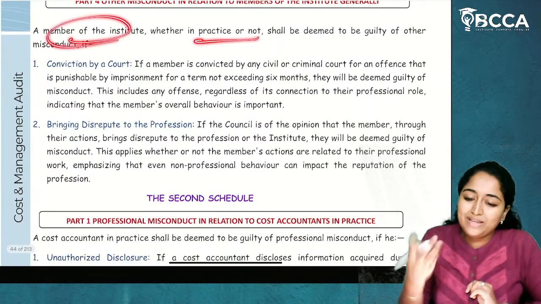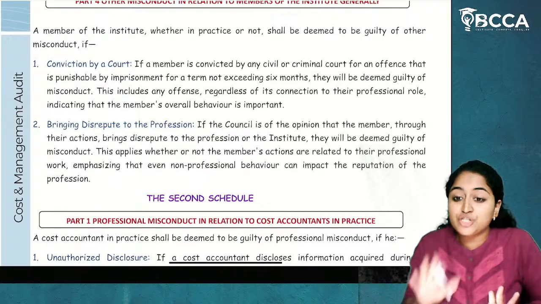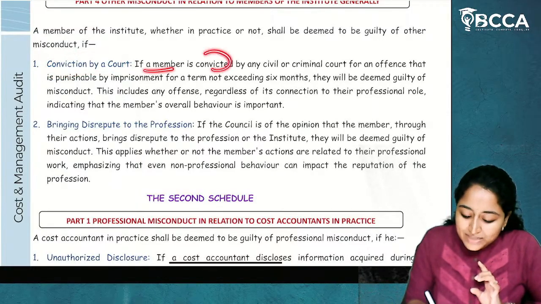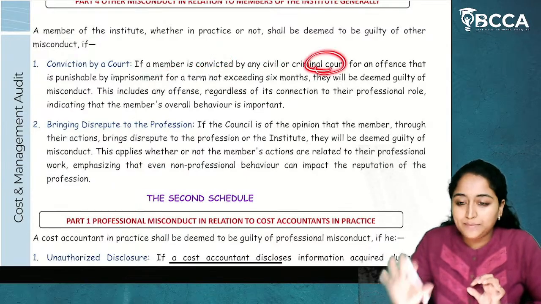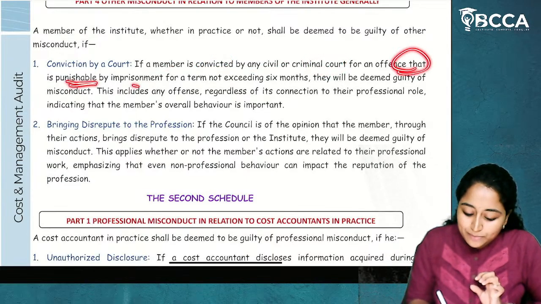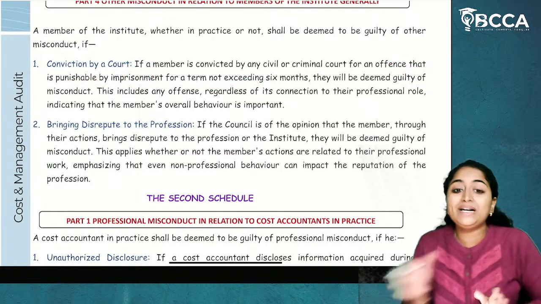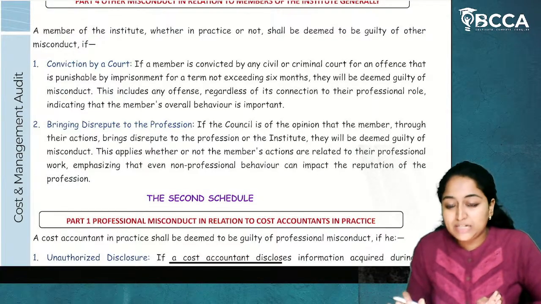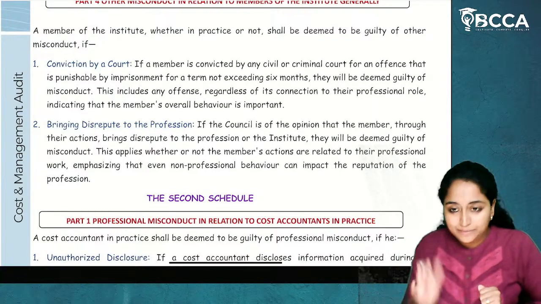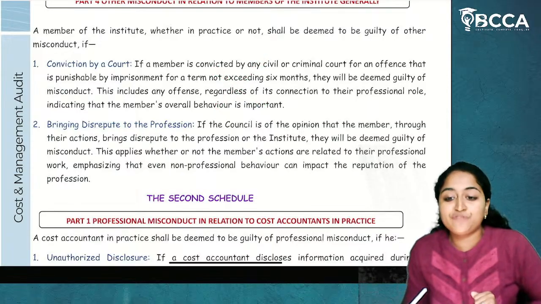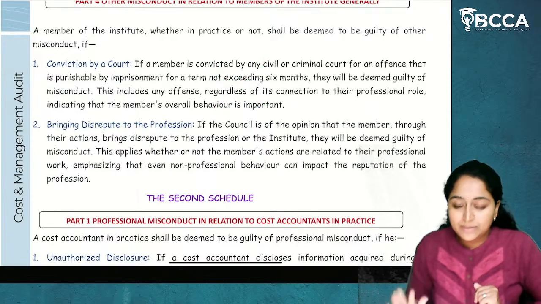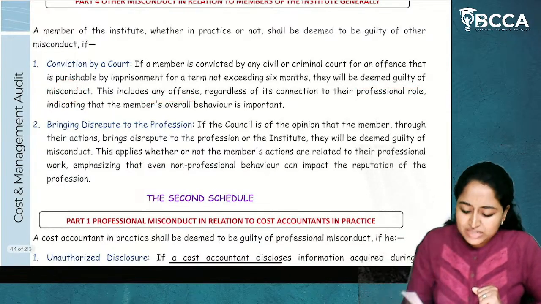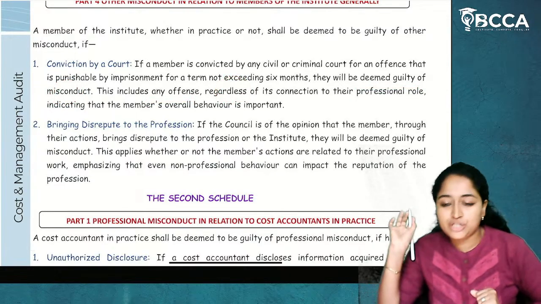A member of institute, whether in practice or not. This is not professional misconduct. This is other misconduct. Conviction by a court. If a member is convicted by any civil or criminal court for an offence that is punishable by imprisonment for a term not exceeding 6 months, which means less than 6 months, and you have been imprisoned by a civil or criminal court, then it will be a misconduct. They will be deemed to be guilty of misconduct. This includes any offence regardless of its connection to their professional behavior.